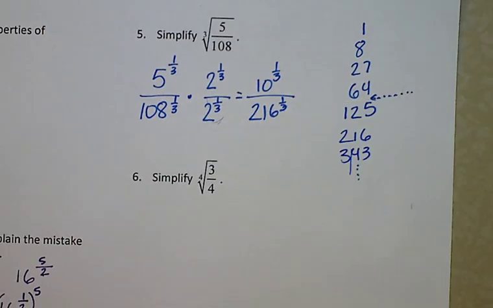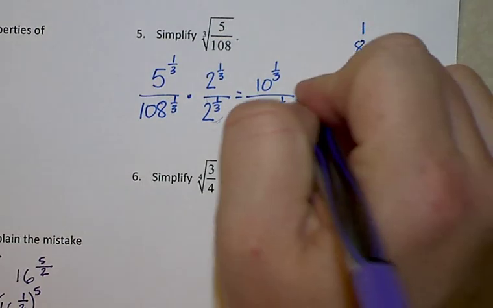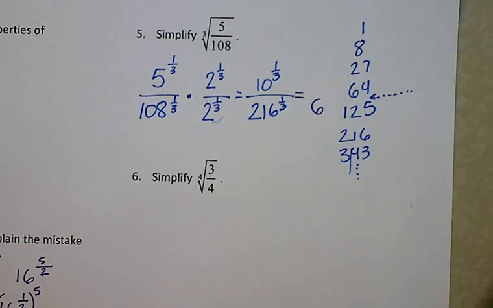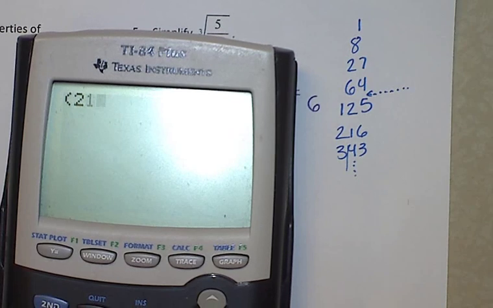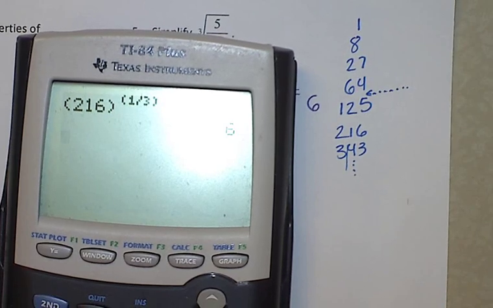Again, go back to that paper from Monday and find 216. Once you locate 216, you can see that 216 to the 1/3 is equal to 6. If you don't have that paper, you can take 216, raise it to the 1/3 in parentheses, and you still get the same answer of 6.